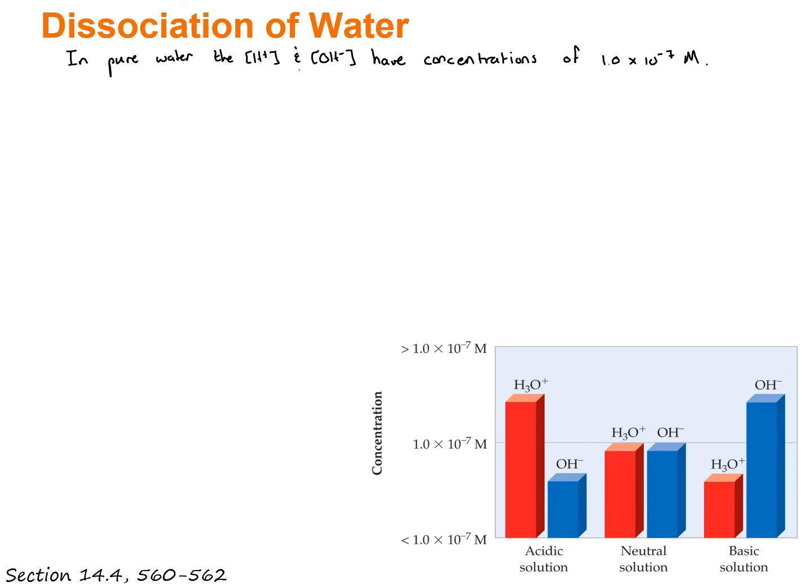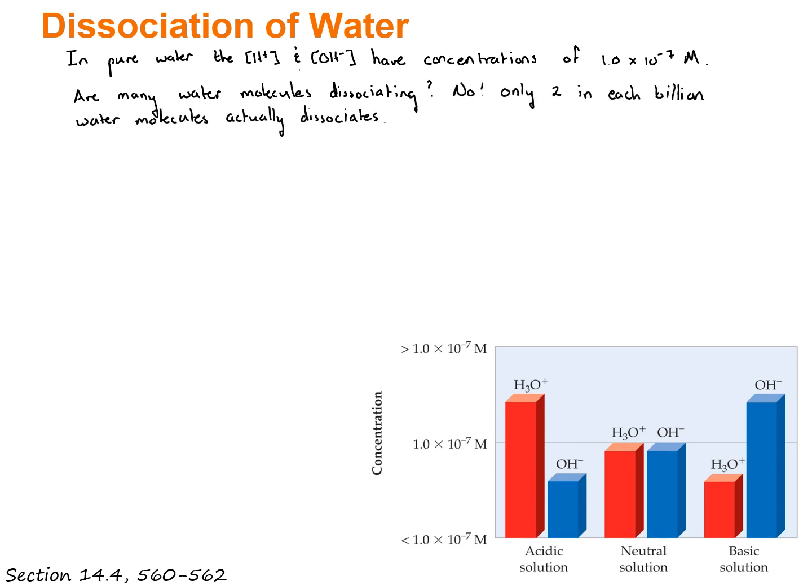So in pure water, we found it was 10 to the minus 7 molar. How many water molecules are dissociating in this case? And the answer obviously is no. There's not many that are dissociating, and it turns out only about 2 in each billion water molecules actually dissociates. 2 in each billion. That's not very much.